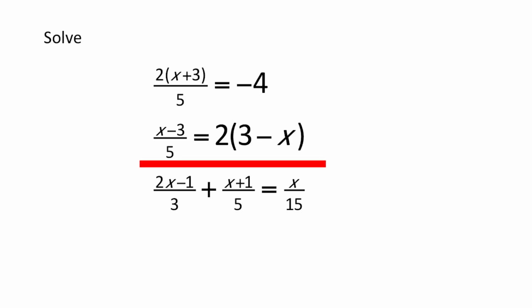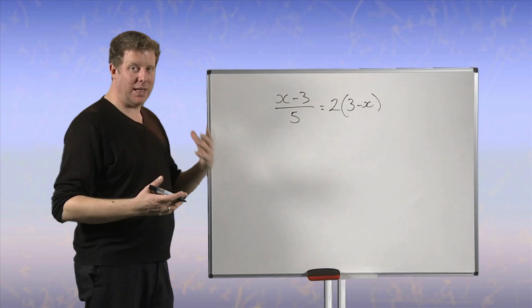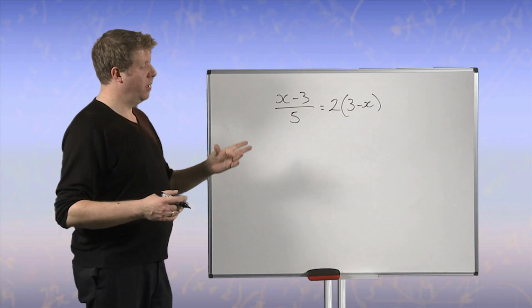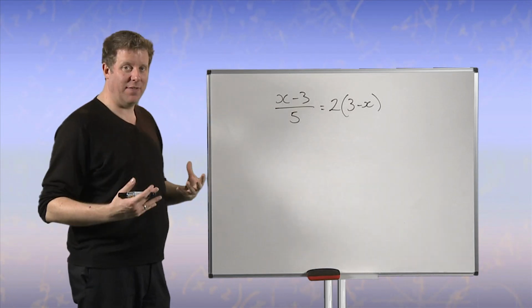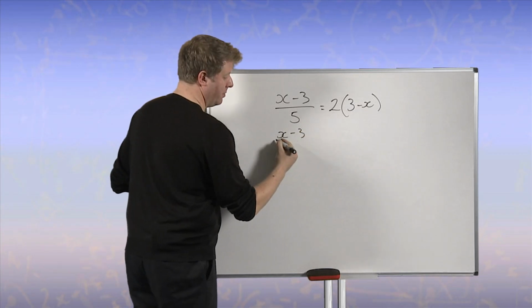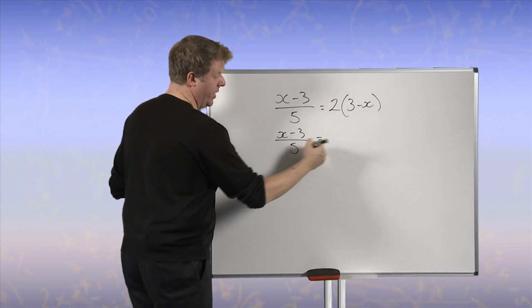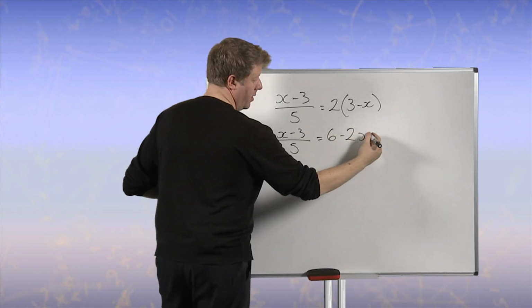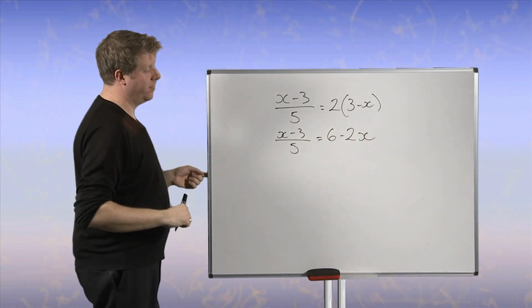So in this question we have (x minus 3) over 5 equals 2 lots of (3 minus x). Now again, remember that systematic approach that we should always use. We could multiply by 5, but I think it's better to multiply out our bracket first and then we'll multiply by 5. So (x minus 3) over 5 stays where it is. And this, when I multiply it out, gives me 6 minus 2x.